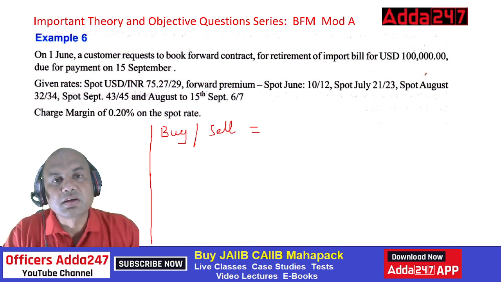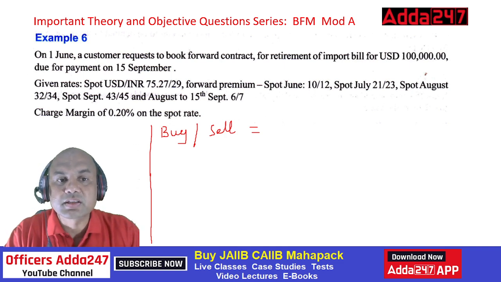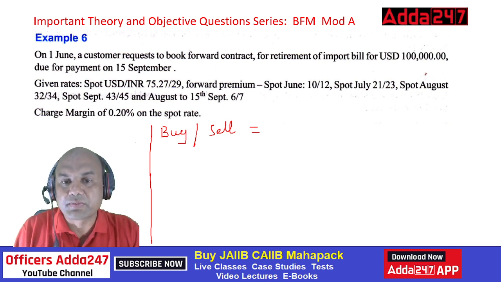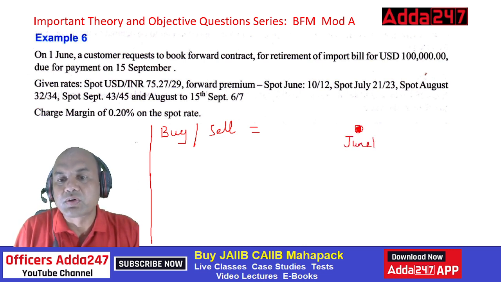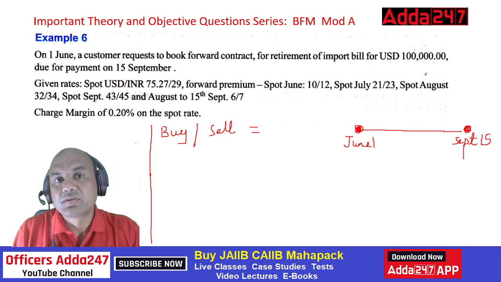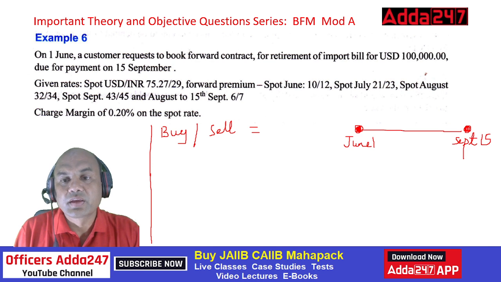On 1st June, a customer has come to you to book a forward contract for the 15th September date. So on 1st June, I'm booking a forward contract. Remember this, okay? And I'm booking it for September 15th. So whenever I'm looking at a future date, I'm always dealing with what? Bill rate or TT rate? So I'm dealing with a bill rate over here. I'll be using the bill rate.